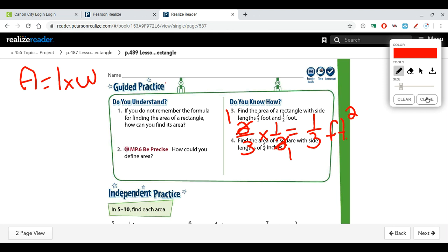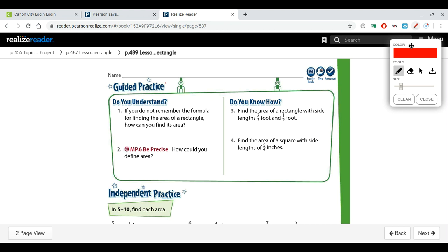All right, find the area of a square with side lengths of 5/4 inches. So a square is going to have the same area equals length times width. But here's the thing about a square. Squares, all sides are the same length, so they're only going to give me one side length, so I need to do 5/4 times 5/4, and then that will give me the area. So 5 times 5 is going to be 25. 4 times 4 is going to be 16. So I have 25/16 inches squared. So again, using that square inches.